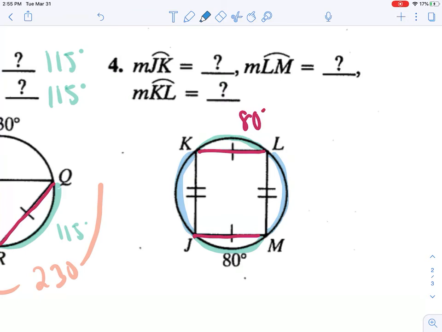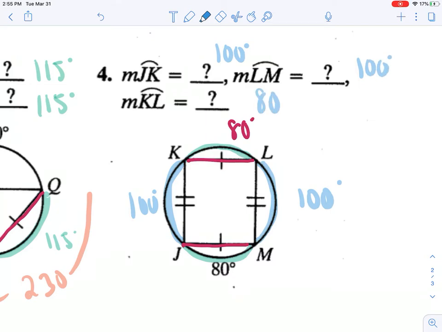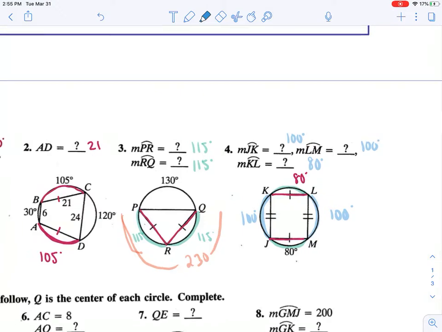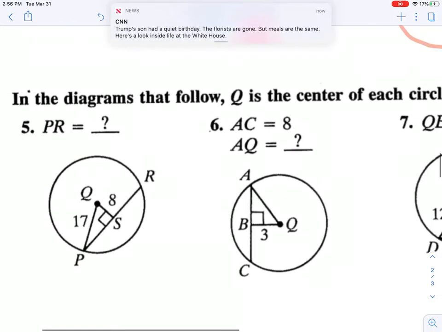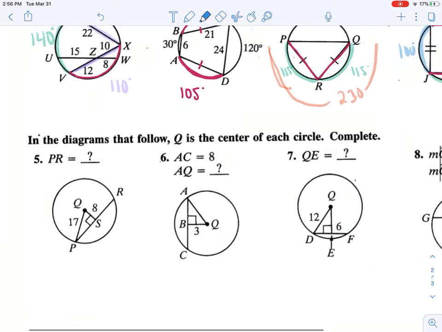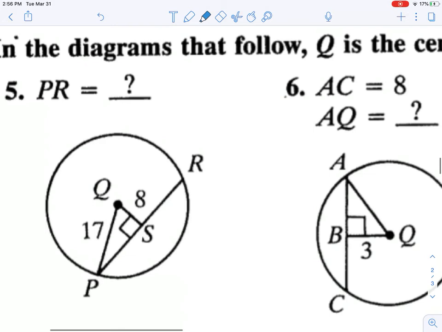So 360 minus 160 leaves me with 200. The blues add up to 200, so they're each 100 degrees. JK equals 100 degrees. LM equals 100 degrees. And KL is 80 degrees. I like these again because they're like little puzzles and I can figure these things out. So can you. It does say in each one that Q is the center of the circle. Okay, that is good to know.